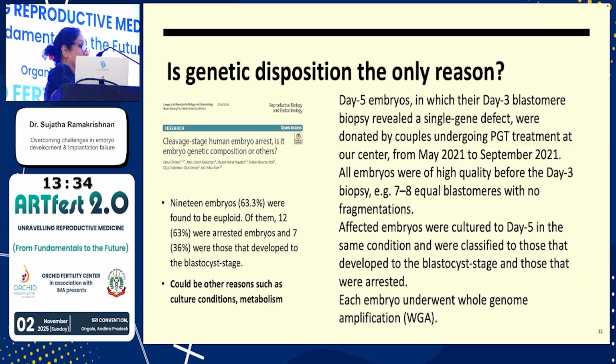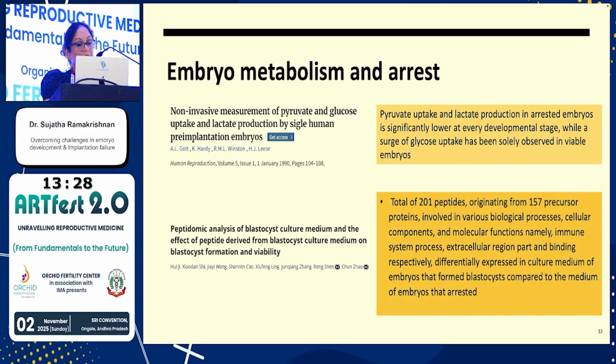So there could be other factors. And one of the factors which is mentioned is metabolism. These studies were done long before, in the 90s. And Gardner's group was one of the major groups involved in the metabolic activities of embryos. They found that certain factors like pyruvate and glucose, the uptake and the utilization by the embryos, is very different between an active embryo and an embryo which is destined to die.